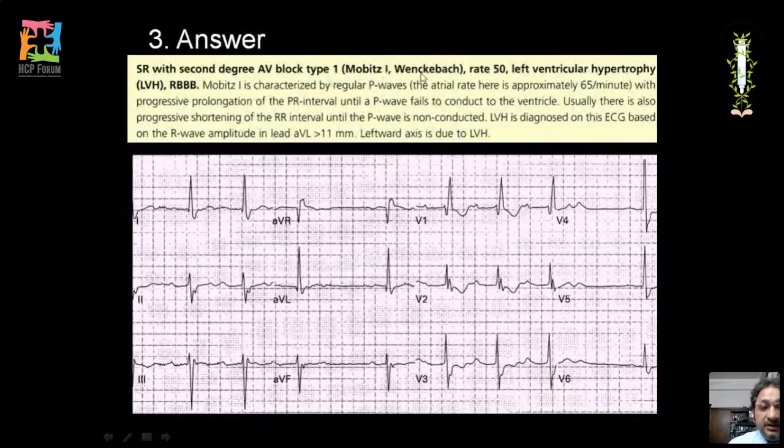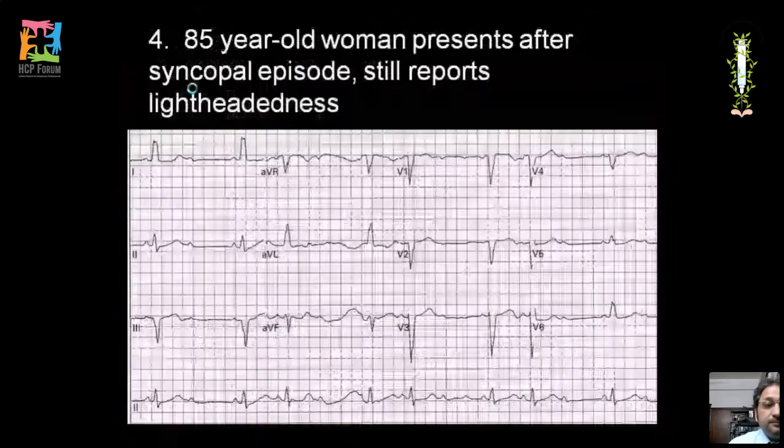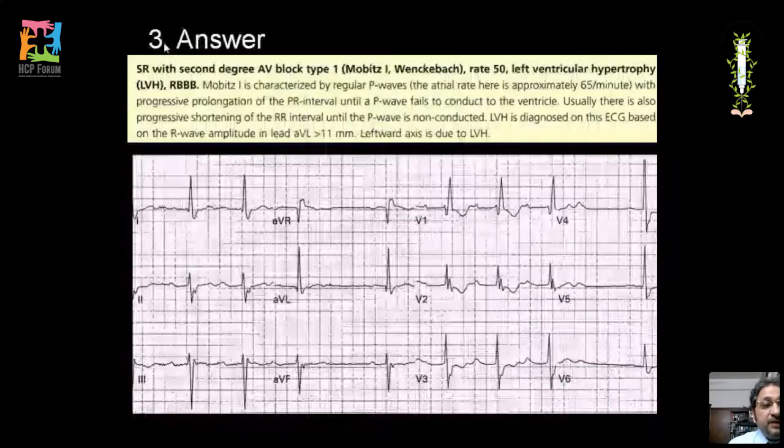But here there are other features as well. I can see an R dash pattern in V1. Therefore, there is associated RBBB, and a criterion for left ventricular hypertrophy has been fulfilled because the aVL is greater than 11 millimeters. So it's a second degree heart block type 1 with left ventricular hypertrophy and RBBB. And see, in spite of having an RBBB, this ECG has a left axis deviation because of the left ventricular hypertrophy.